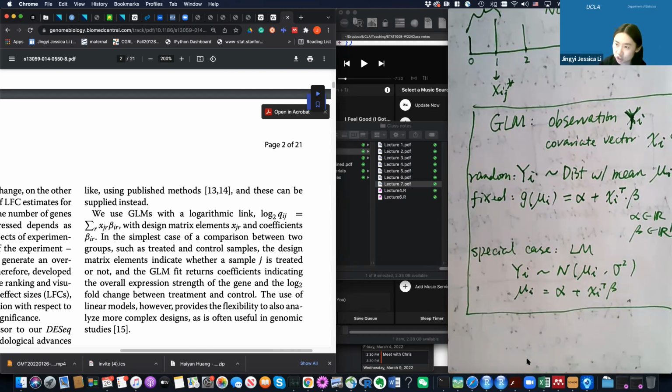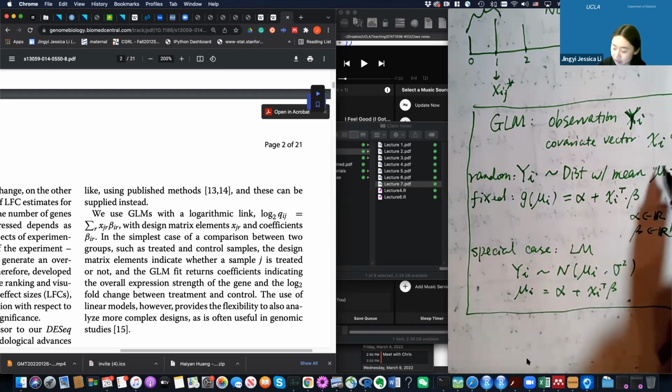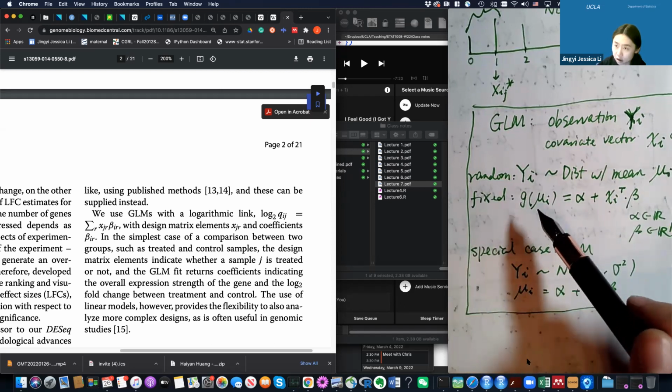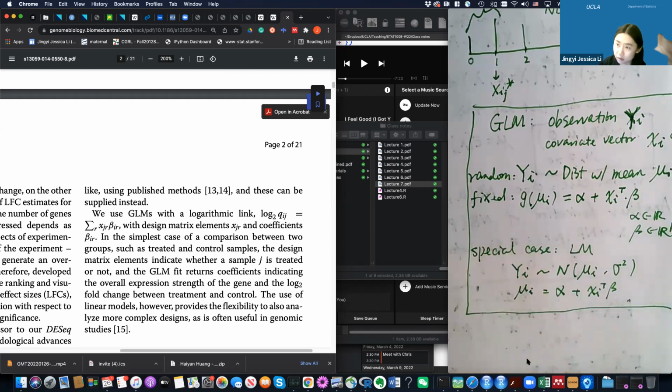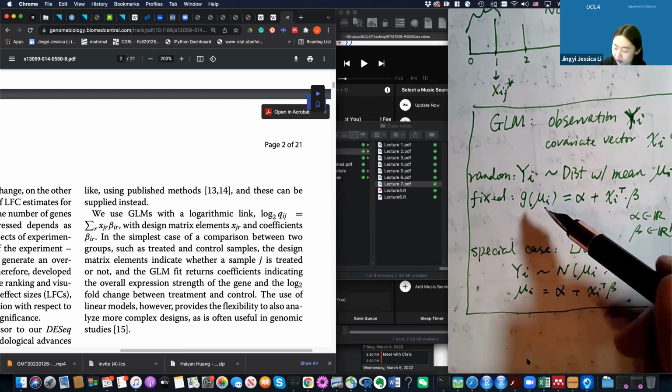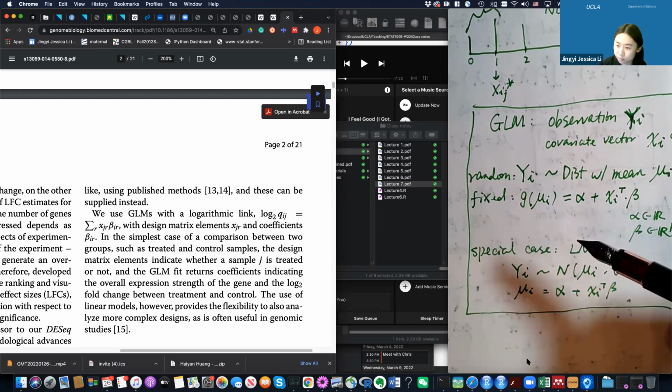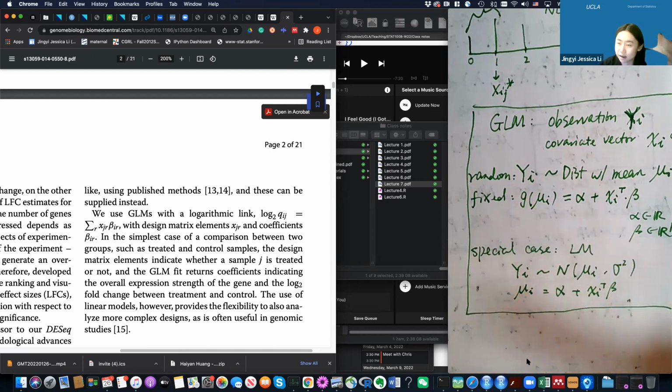So to achieve that, if you have a non-negative mu i, you take its log, then it becomes real valued, right? After the log, you can cover the whole real line, from negative infinity to 0 to positive infinity. So therefore, log mu i can be more reasonably modeled by a linear model. So that's just one quick way to explain why the log transformation makes sense. But theoretically, there is more justification of why we use log for the negative binomial GLM.